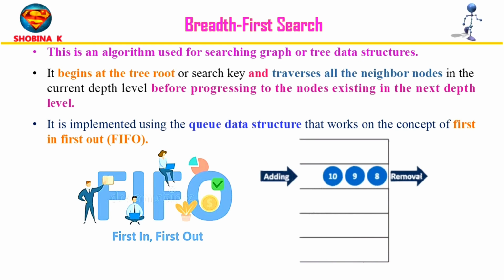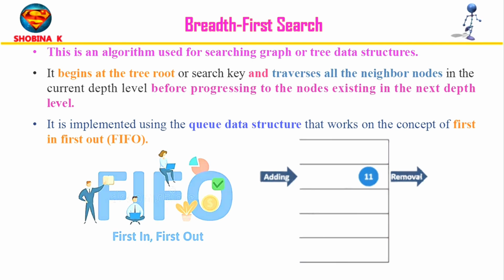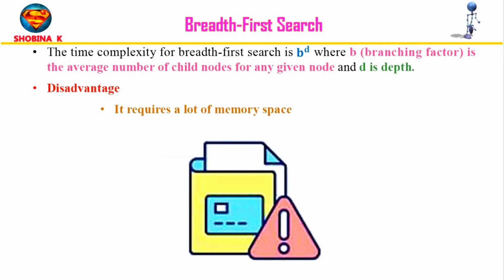It is implemented using the queue data structure that works on the concept of first in, first out, and it is a complete algorithm as it returns a solution if a solution exists. The time complexity for breadth first search is b to the power d, where b is the branching factor, which is an average number of child nodes for any given node, and d is depth. The disadvantage of this algorithm is that it requires a lot of memory space because it has to store each level of nodes for the next one. It may also check duplicate nodes.